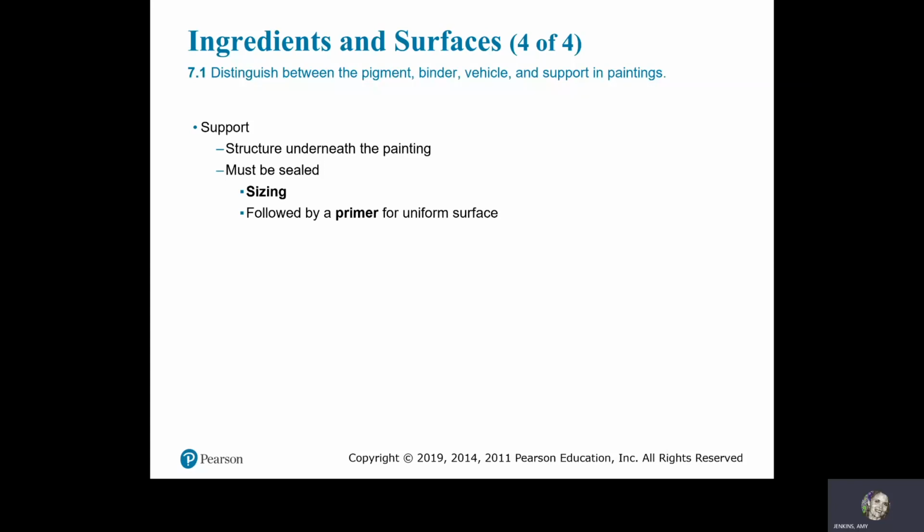Support is a structure underneath the painting. It must be sealed with sizing, followed by a primer, like gesso or rabbit skin glue, for a uniform surface.